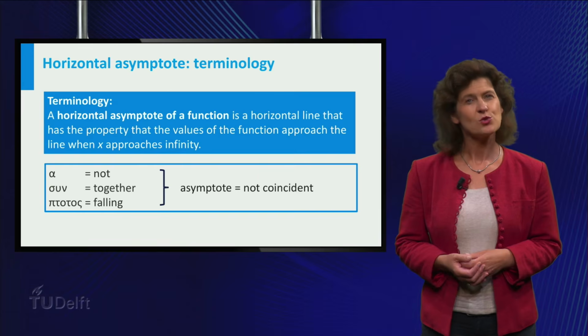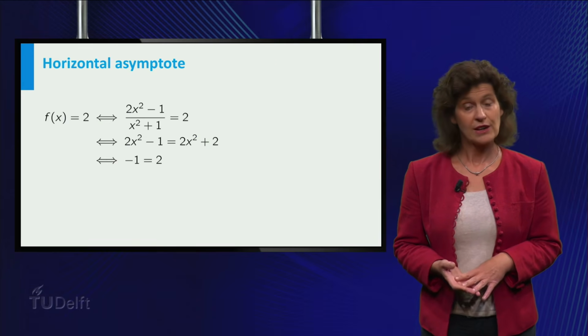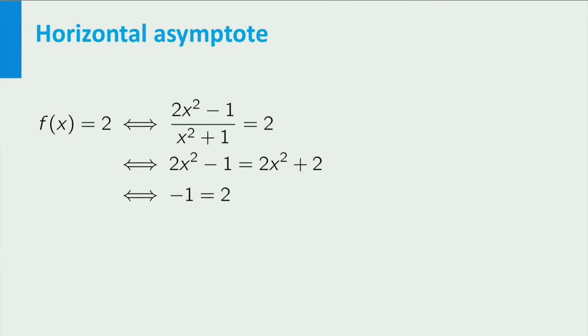Now, is the function really never reaching the line? Let's check whether f can be equal to 2. For this we have to solve f of x is equal to 2. So then 2x squared minus 1 should be equal to 2x squared plus 2. And you get minus 1 is equal to 2, which is clearly not true. So f of x is equal to 2 cannot happen for any x.